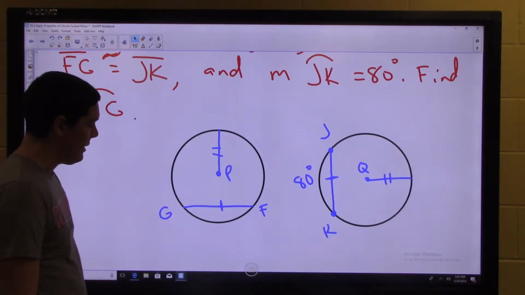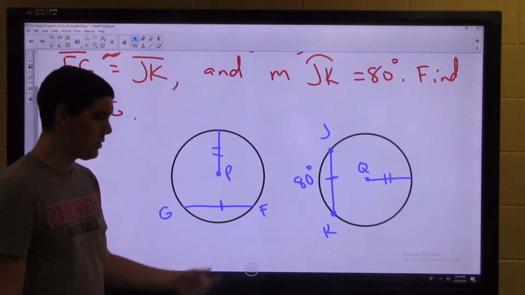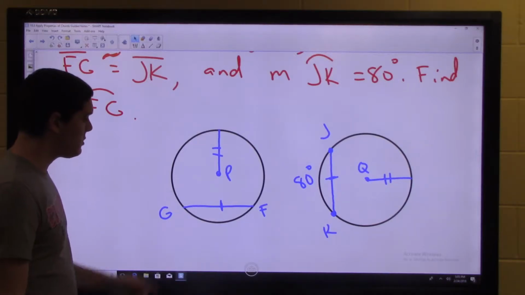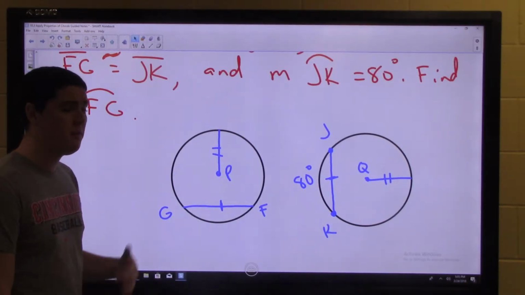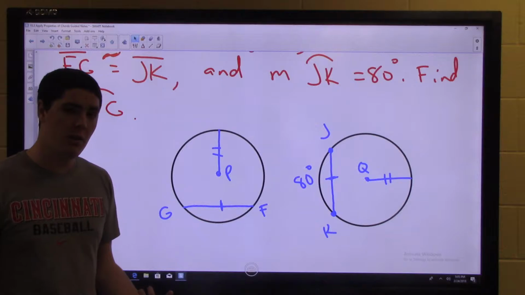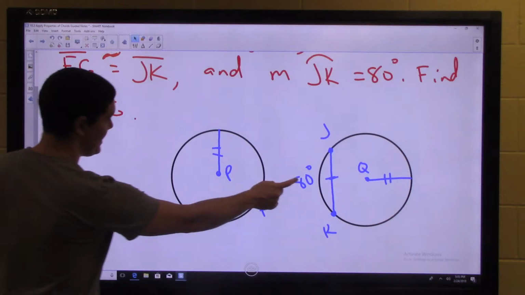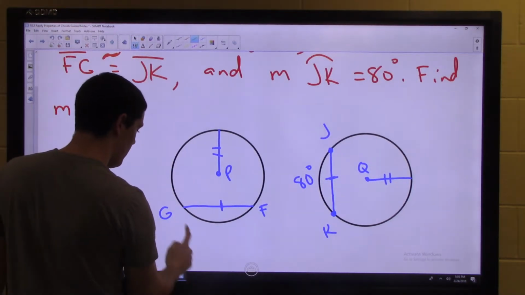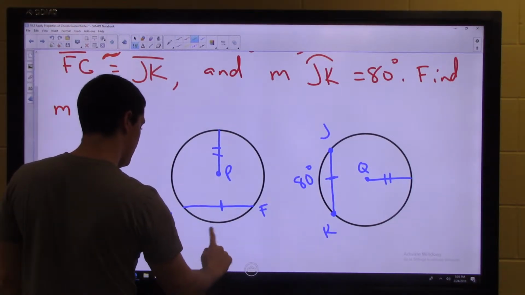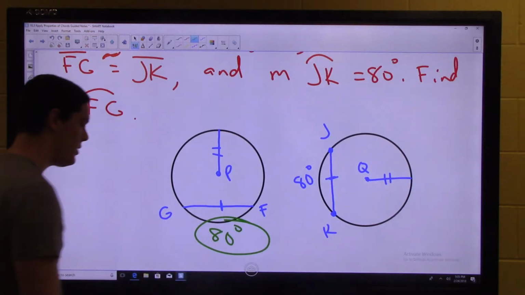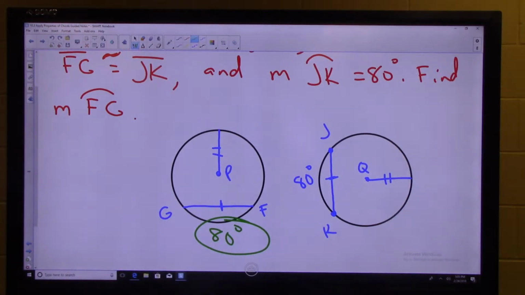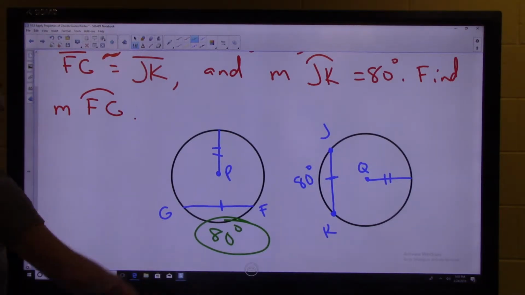What else? Yeah, we've got chords. These two chords are congruent. So if we have congruent circles and congruent chords, the theorem that we just wrote down says the arcs are going to have to be congruent as well. So if this arc is 80, the arc that this chord FG intercepts is going to be 80 degrees, and we're done. That one's just basically asking, do you know the theorem that we wrote down on the previous slide? Okay, let's move on. That's all you've got to do for this one.